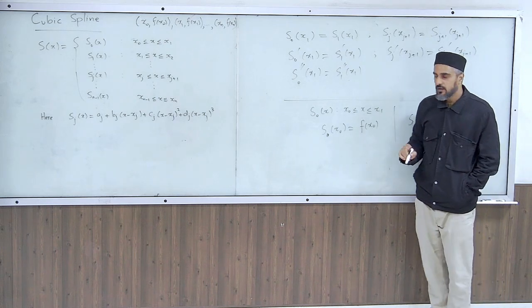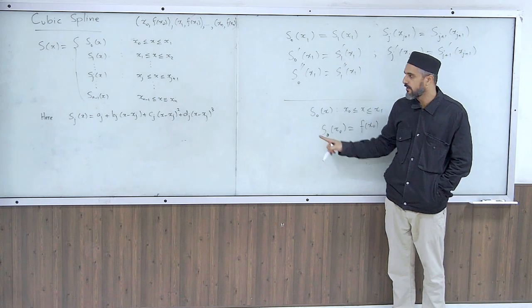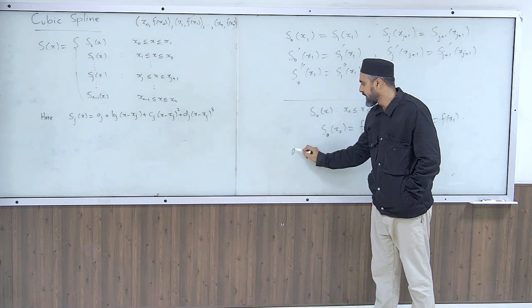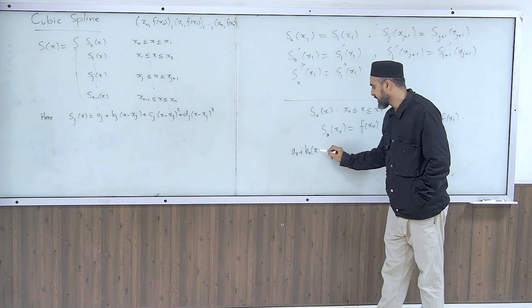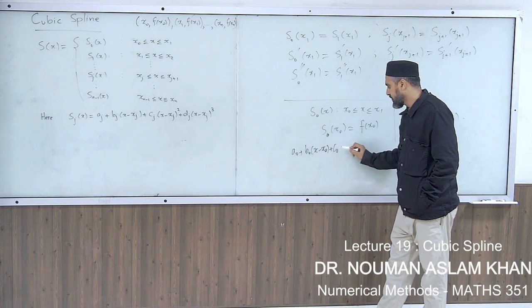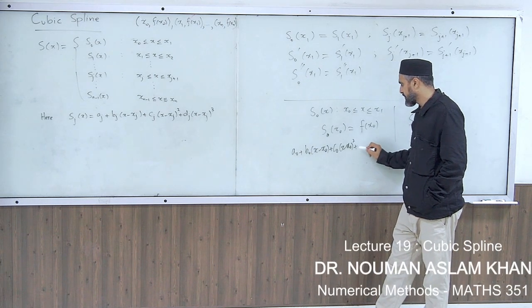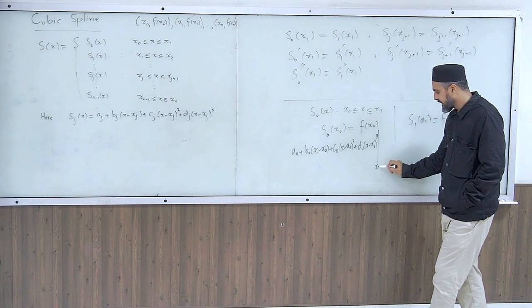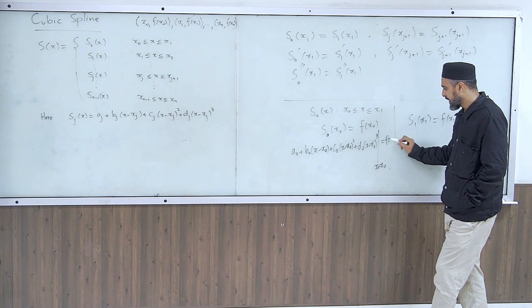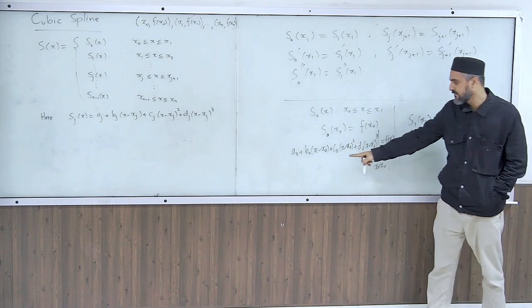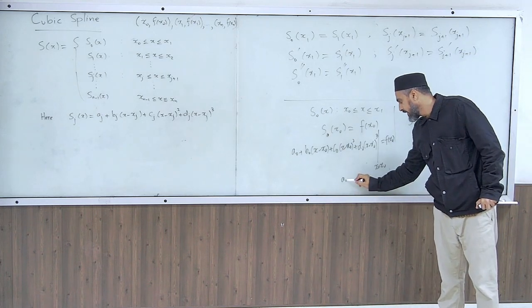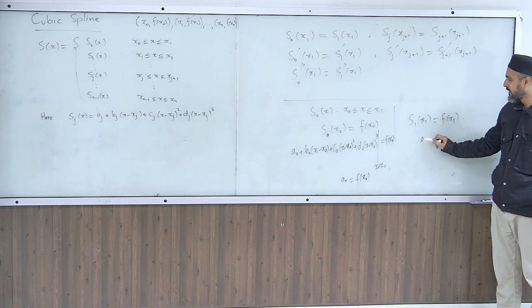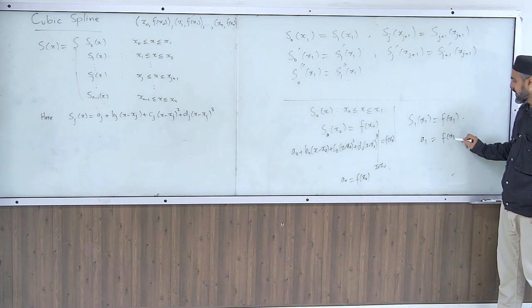Now, if I write here the value of S naught, just plug j equal to 0 in this equation. You'll see S naught will be a naught plus b naught (x minus x naught) plus c naught (x minus x naught) squared plus d naught (x minus x naught) cubed. This, when evaluated at x equals x naught, will give me f of x naught. So if I replace x with x naught in this equation, a naught will come as f of x naught. Similarly, from here I'll get a1 is the same as f of x1.